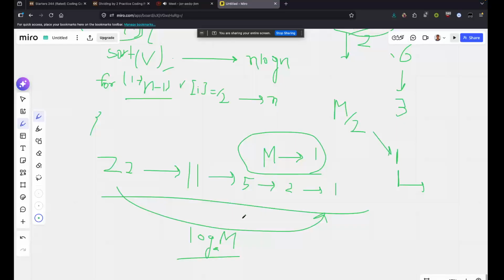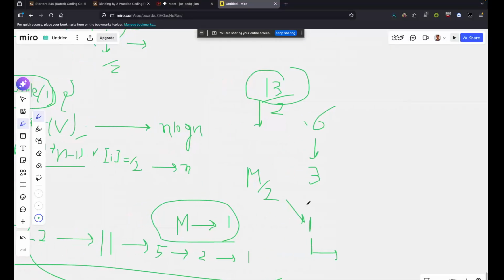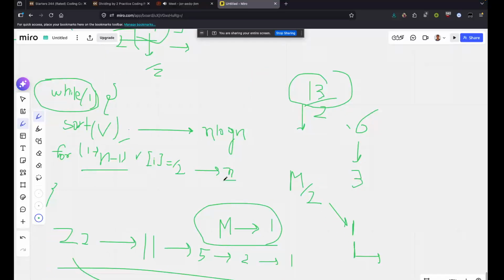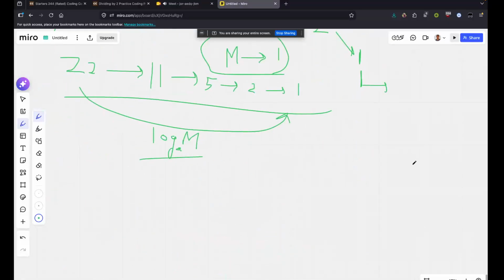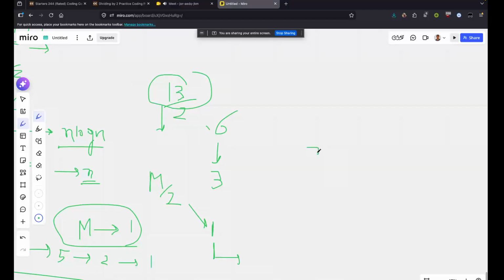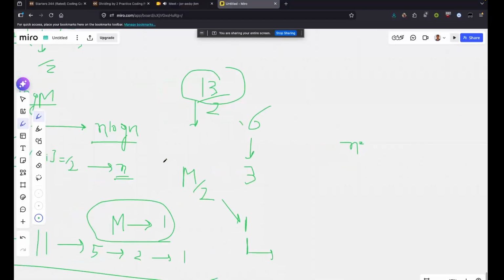So now what will be our total time complexity? As we have n operations, and log n for sorting, and here we are taking log m, right? And what is m here? The largest element among all. So what will be our overall time complexity? That will be n square log n log m.